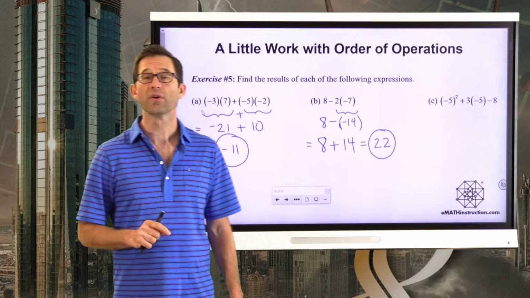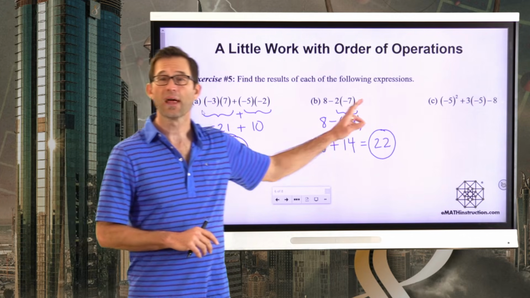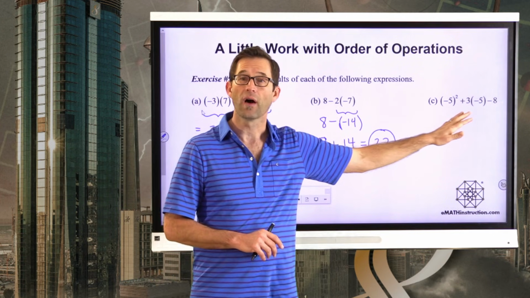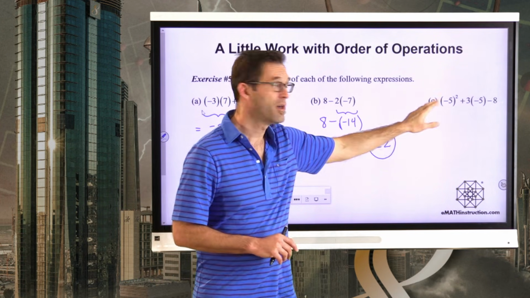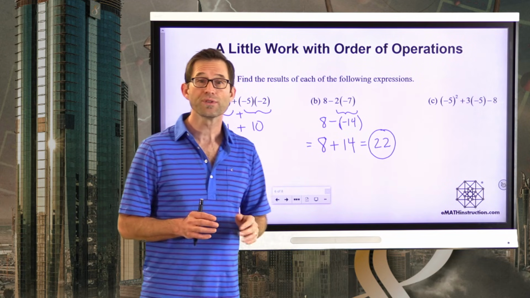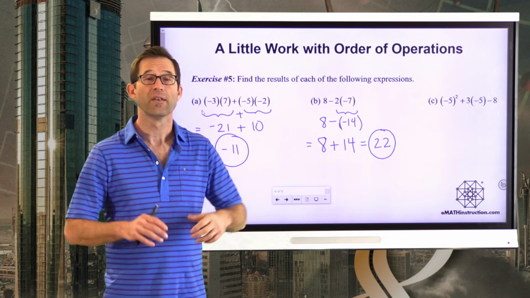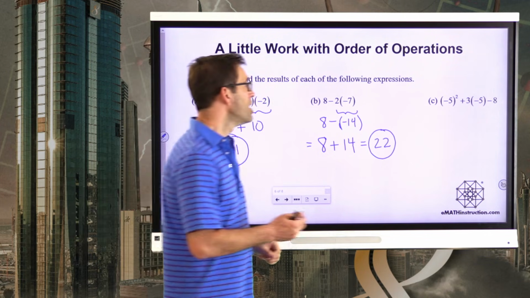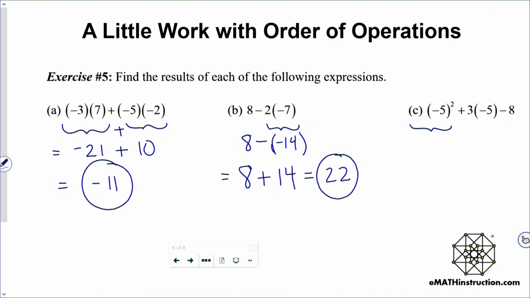All right, finally, let's look at this last expression. Right, in this last expression, we have negative 5 to the second power plus 3 times negative 5, and then minus 8. Okay, we have to do the exponents first, then the multiplication, and then finally all the addition and subtraction. So let's do that together. Now, what do we have here, right? Negative 5 squared is literally just negative 5 times negative 5.